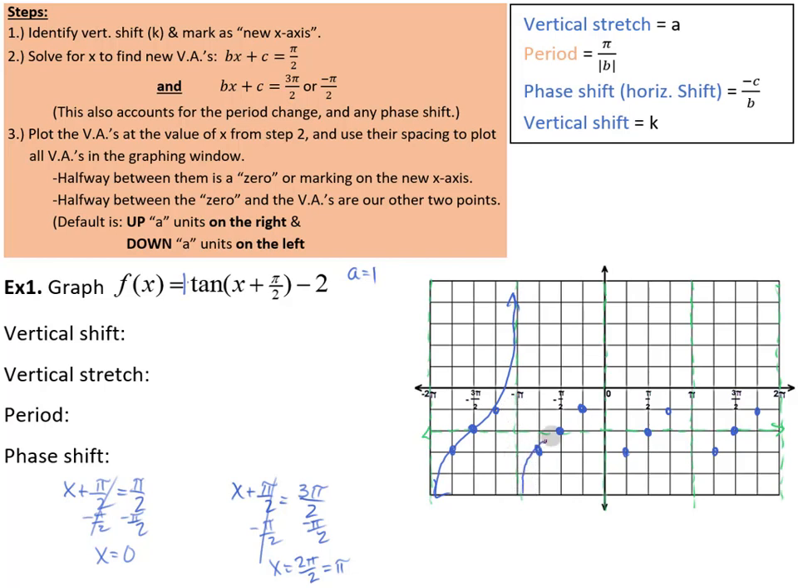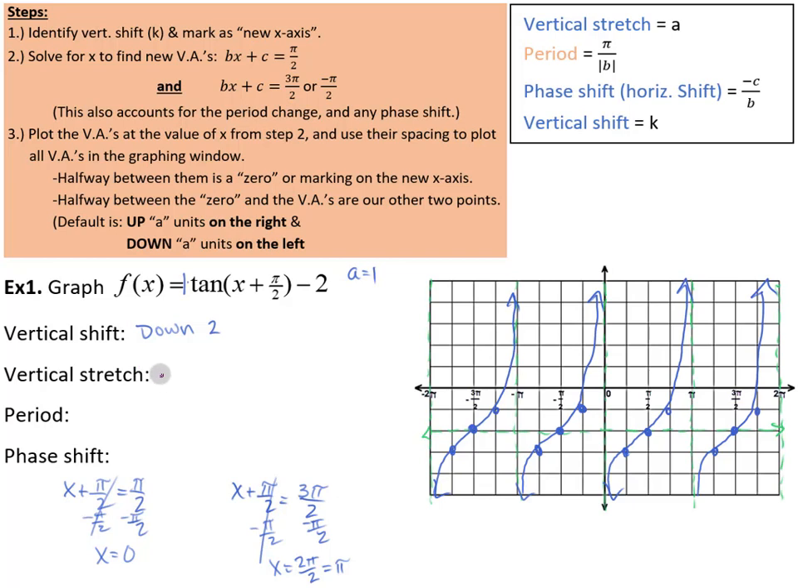This is really just our parent function shifted left pi over 2, shifted left 90 degrees. That's kind of a terrible curve, but we'll run with it for now. And then shifted down 2. Okay, so what was our vertical shift? Down 2, right? K was -2.